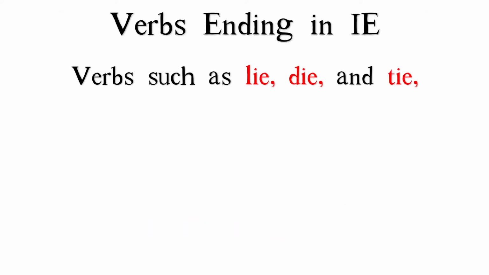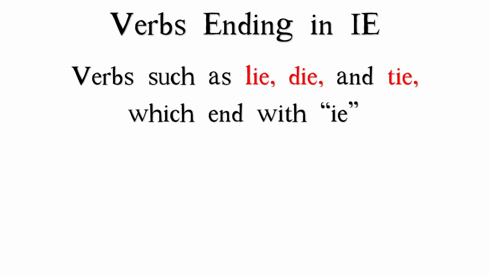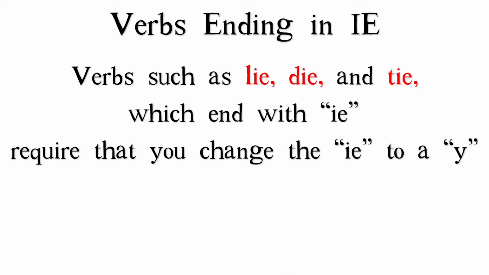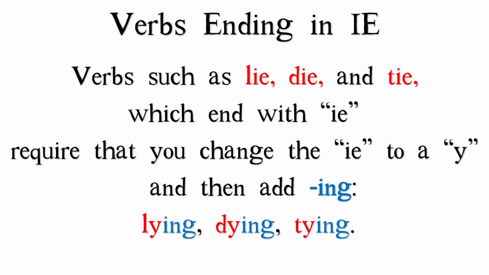Verbs ending in ie, such as lie, die, and tie, require that you change the ie to a y, and then add ing. Lying, dying, tying.